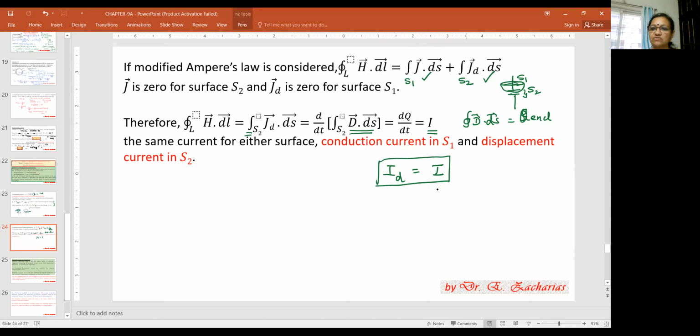Okay, and please, this is very, very important. JD is not equal to J. It is ID equal to I. But del dot JD is equal to minus del dot J.